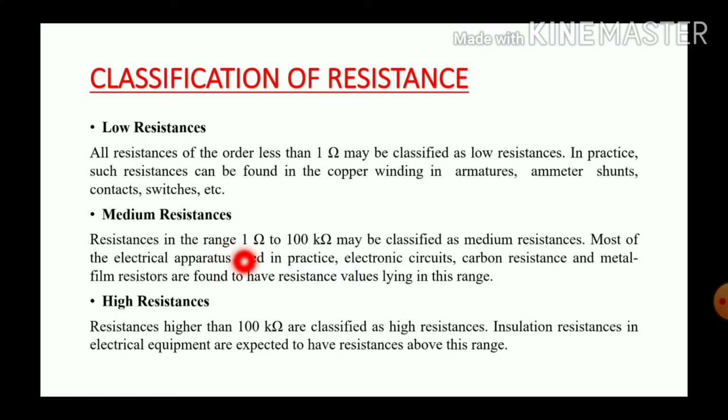Next classification is medium resistance. Resistance in the range 1 ohm to 100 kilo ohm may be classified as medium resistance. And the examples of medium resistance are carbon resistance, metal film resistors, and resistance of voltmeter, etc. Next is high resistance. Resistance of value greater than 1000 kilo ohm are categorized or classified as high resistance. Insulation resistance in electrical equipment are examples of high resistance.